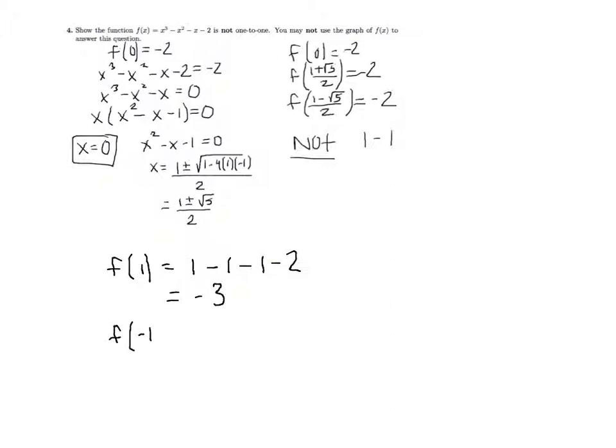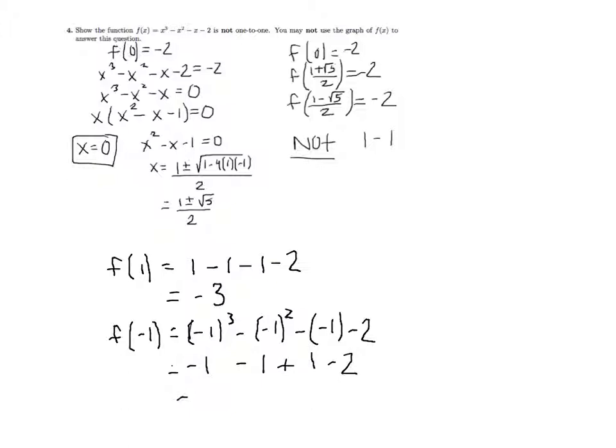And f of negative 1 is negative 1 cubed minus negative 1 squared minus negative 1 minus 2. This is negative 1 minus, negative 1 squared is positive 1, so minus 1, plus 1 minus 2, which is also negative 3. So we showed that two different x values give the same value, which also shows that it's not 1-to-1. So these are two different ways you could go about doing this problem.